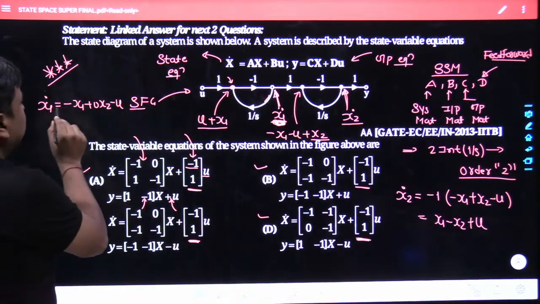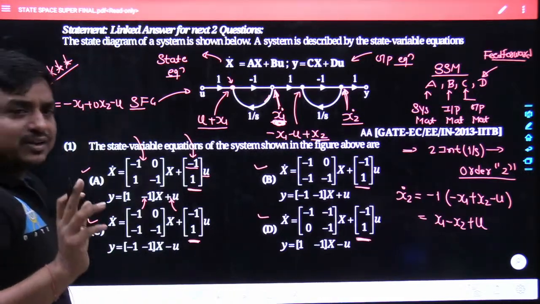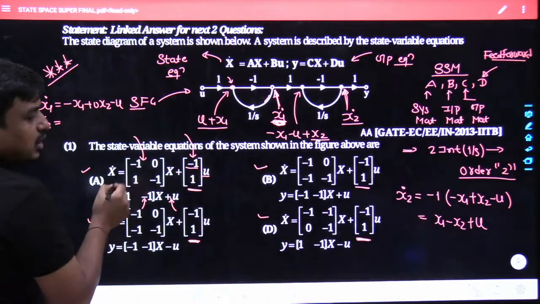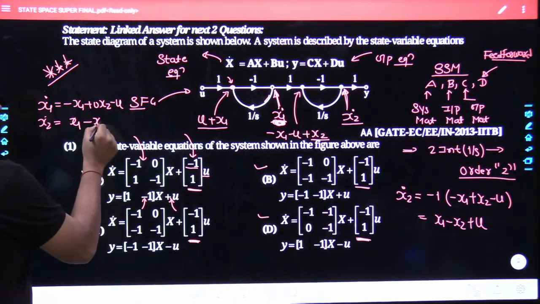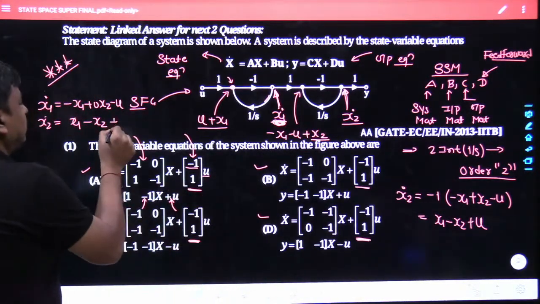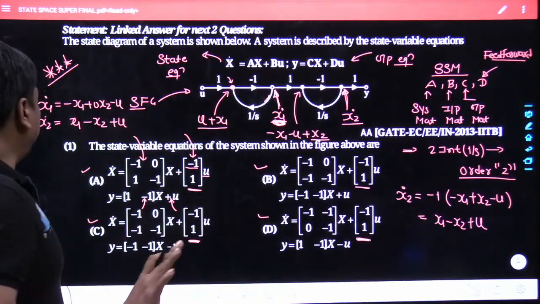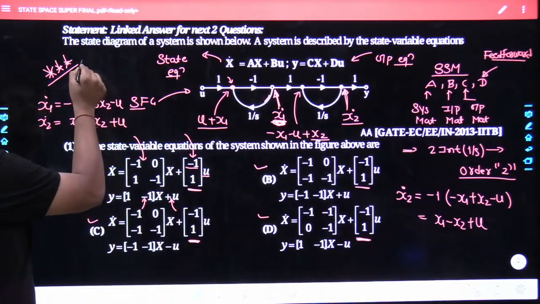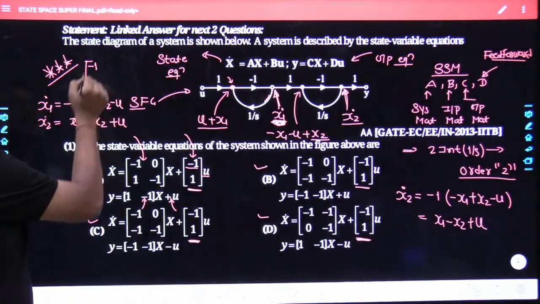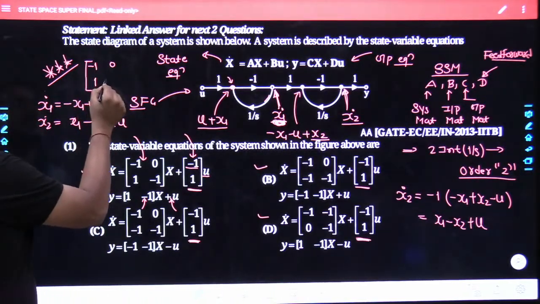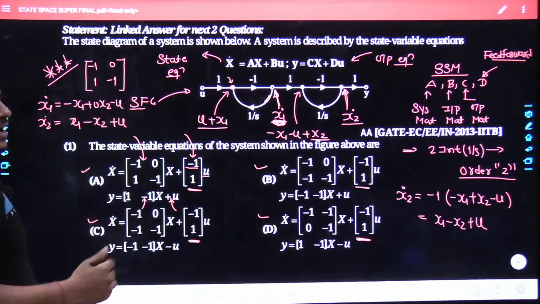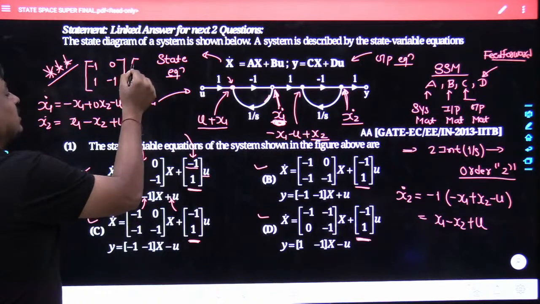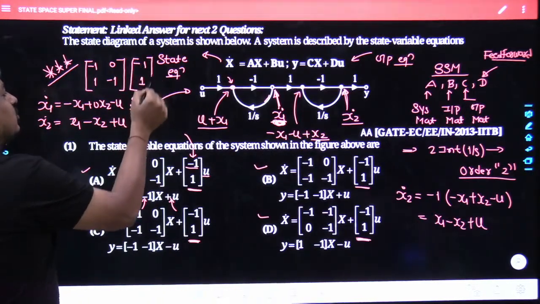The first equation is x1 dot equals minus x1 plus 0 times x2 minus u, and the second equation, which is nothing but x2 dot, equals x1 minus x2 plus u. So easily I would be able to extract the matrix A from here. The matrix A is going to be -1, 0, 1, and -1. The matrix B is common in all of the options, but anyway we can extract that also, and that is nothing but -1 and 1.